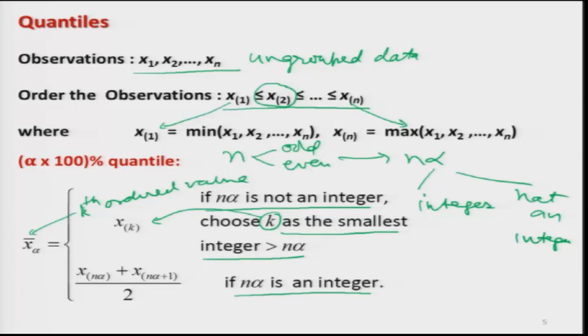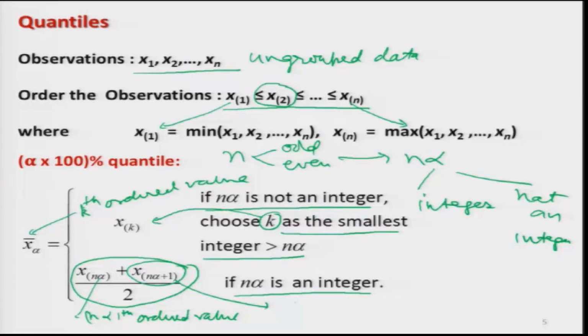Similarly, if n alpha is an integer, then the quantile is going to be the arithmetic mean of two values: first, the n alphath ordered value, and second, the n alpha plus 1th ordered value. Both these values can be obtained from the data, and simply take the arithmetic mean of these two values, and that will give you the value of the 100 into alpha quantile.